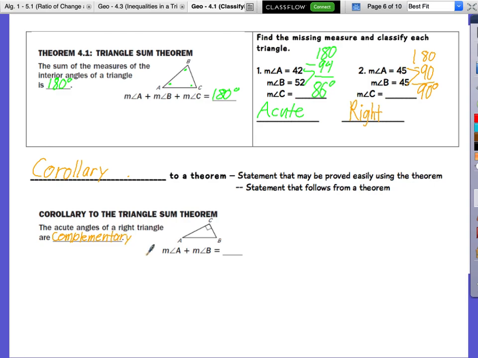The acute angles of a right triangle are complementary, meaning they're friendly with each other, remember? That's the poster I have back there. They complement each other, they add up to 90 degrees. The acute angles of a right triangle are complementary. So angle A and angle B, the acute angles of this right triangle here, add up to 90 degrees, 100% of the time. And here's why.